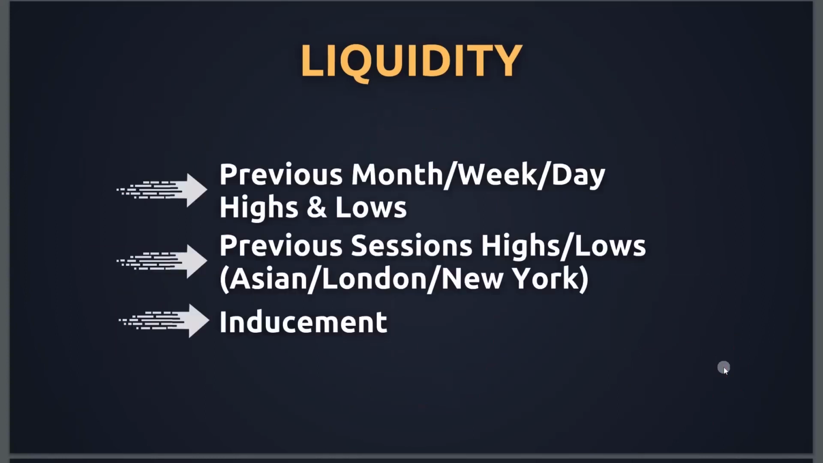Other types of liquidity, but they are more advanced, especially the last one. So we have previous month, week, and day highs and lows. The previous daily high and low is a very good liquidity level. Also the weekly highs and lows, also the monthly highs and lows. Another one is the previous sessions' highs and lows, and you can create strategies based only on this. So we have the Asian session, the London session, and the New York session, and we'll be talking about this in detail. The last one is more advanced, and I'm not going to go over it today, but I have specific videos about this where I go into detail.